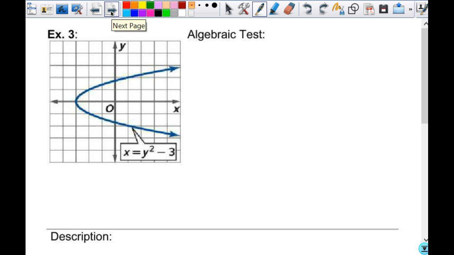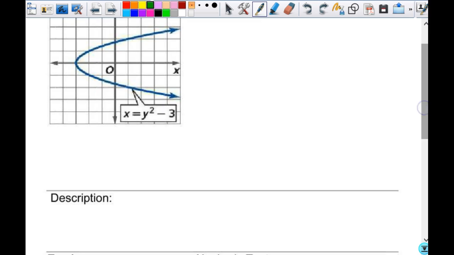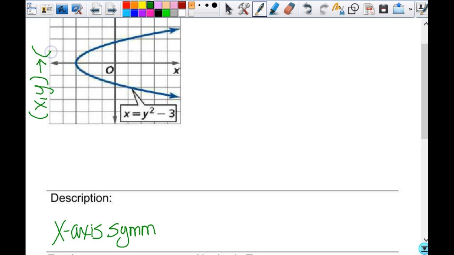So does this look like it has symmetry? Yes. What kind? X-axis. So I'm going to go ahead in my description and say I'm pretty sure it has x-axis symmetry, which means that (x, y) would map to what changes? The y, right? So (x, negative y).